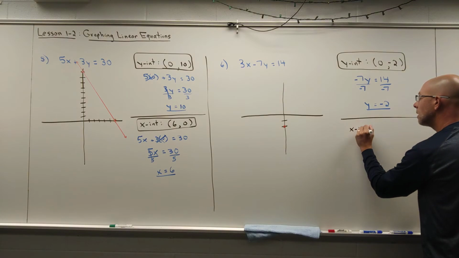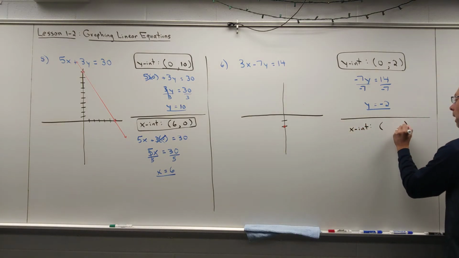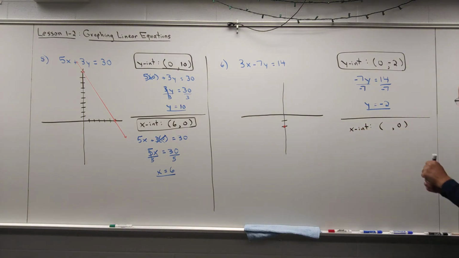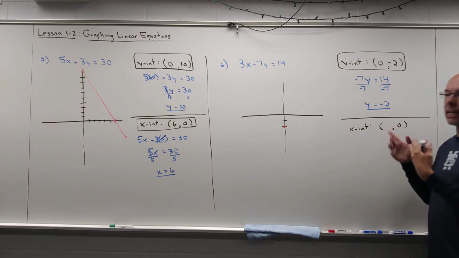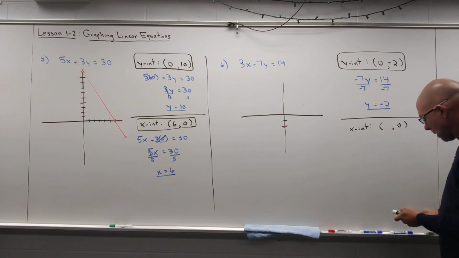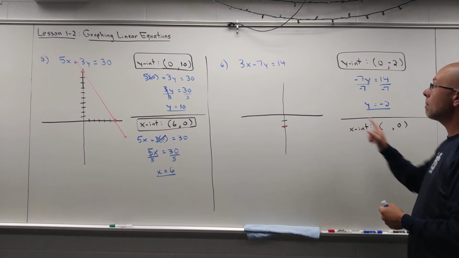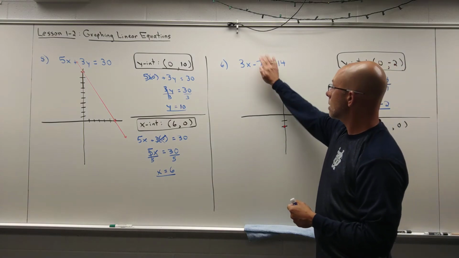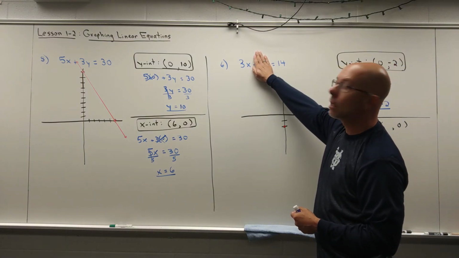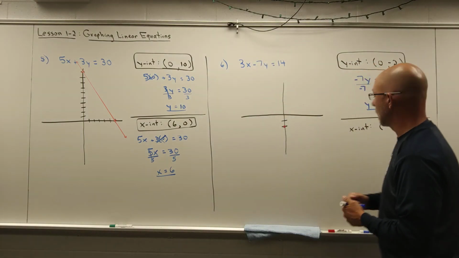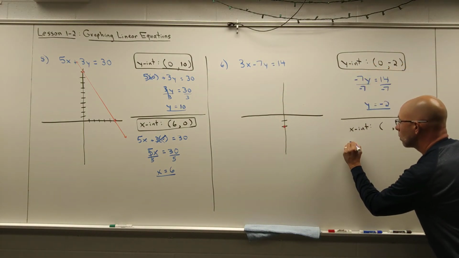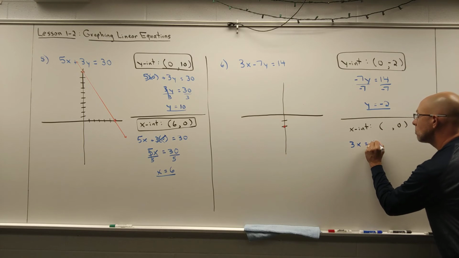My x-intercept. This time I put a 0 in for y because I'm finding the x. That's why I leave the x open. So you guys understand, if I put a 0 right there, 7 times 0, that part's gone. 3x equals 14.